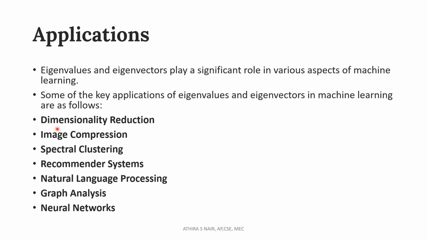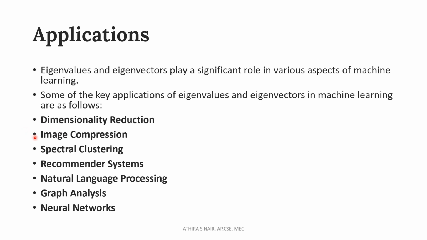component analysis (PCA). It finds the principal components, or eigenvectors, of the data, which are the directions along which the data varies the most. The corresponding eigenvalues indicate the amount of variance captured by each principal component. By retaining only the top eigenvalues and their corresponding eigenvectors, PCA allows for effective dimensionality reduction.